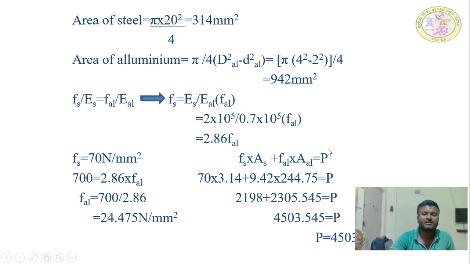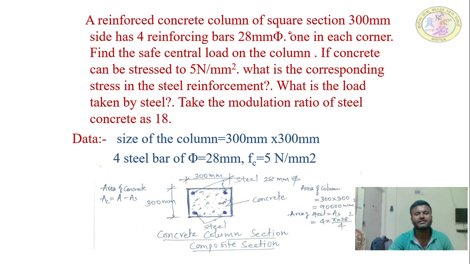Then what we need to calculate? P load, we have to calculate load: Fs into As plus Fal into Aal is equal to P. Substitute all the values, calculate total load that can be taken by the composite material, which is around 45.035 kilo newton. Okay. This is how to calculate the load taken by the material.